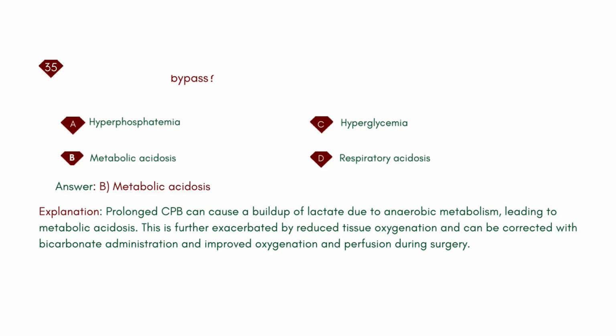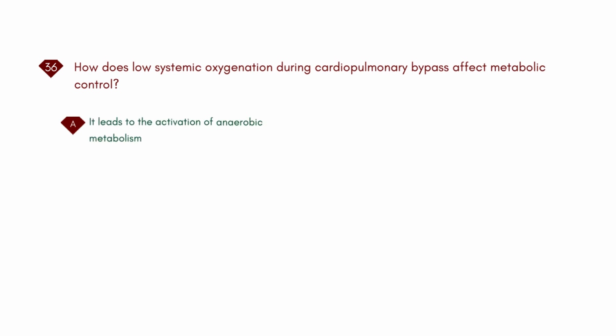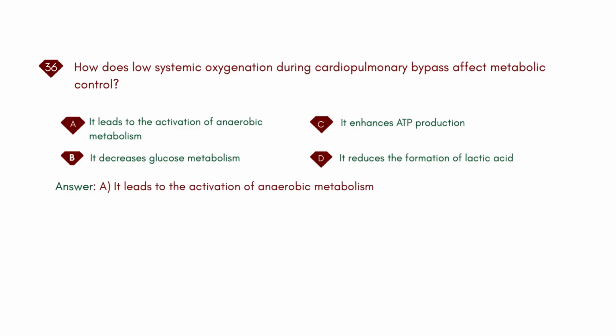How does low systemic oxygenation during cardiopulmonary bypass affect metabolic control? A. It leads to the activation of anaerobic metabolism. B. It decreases glucose metabolism. C. It enhances ADP production. D. It reduces the formation of lactic acid. Answer: A. It leads to the activation of anaerobic metabolism.